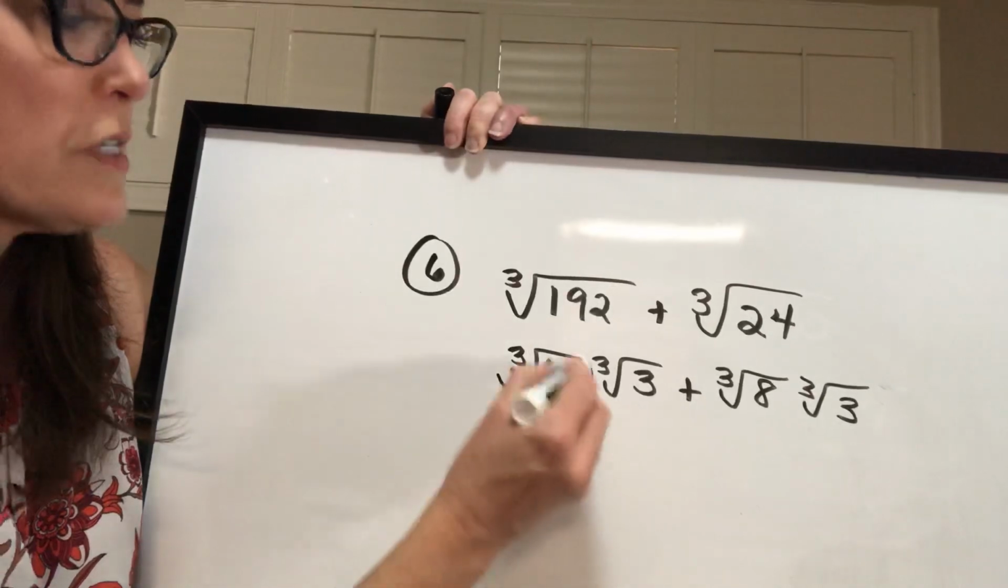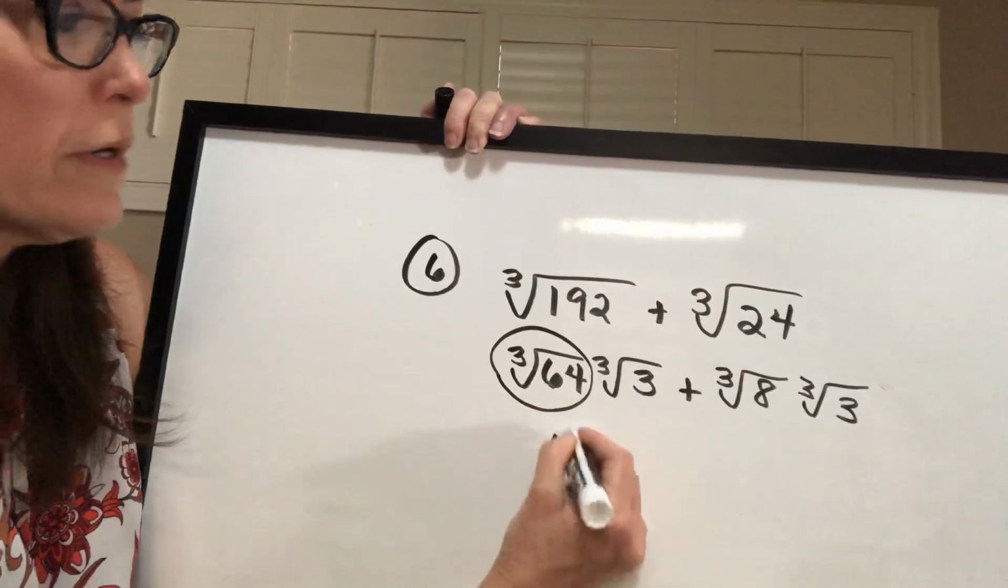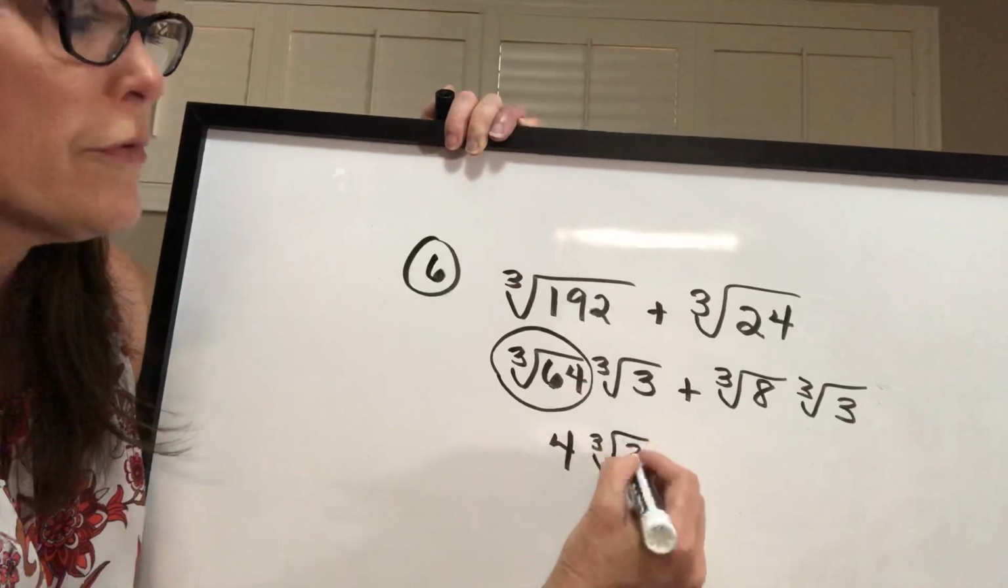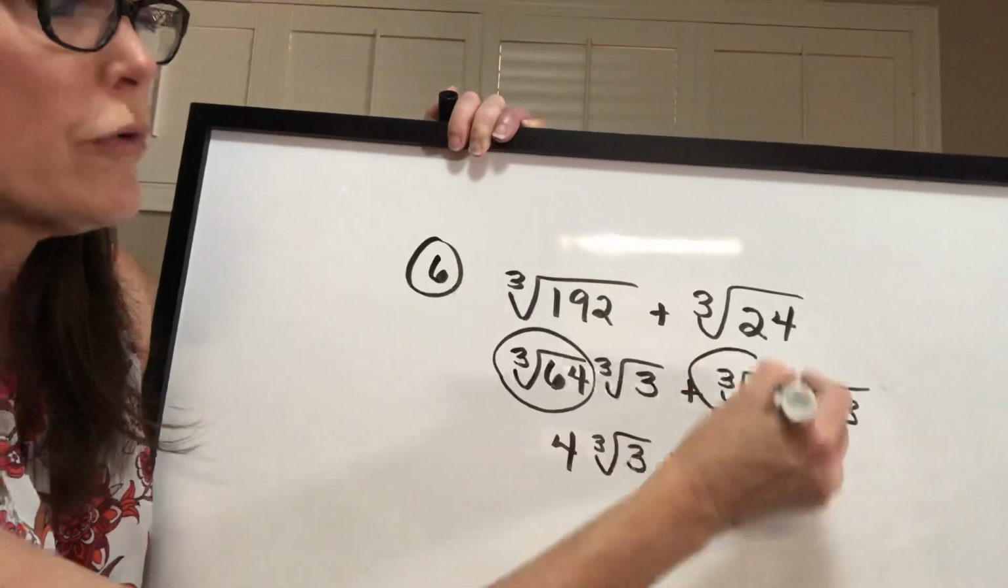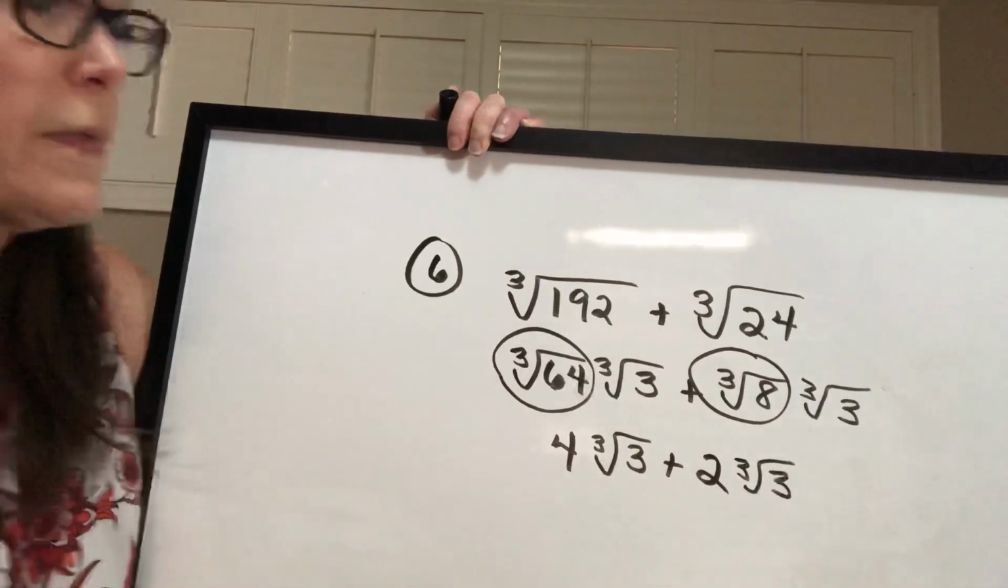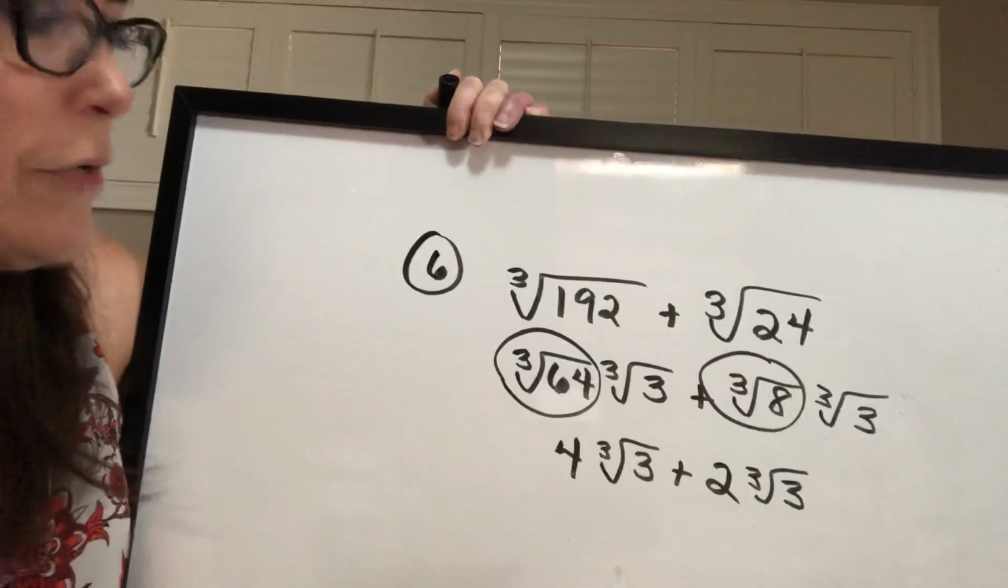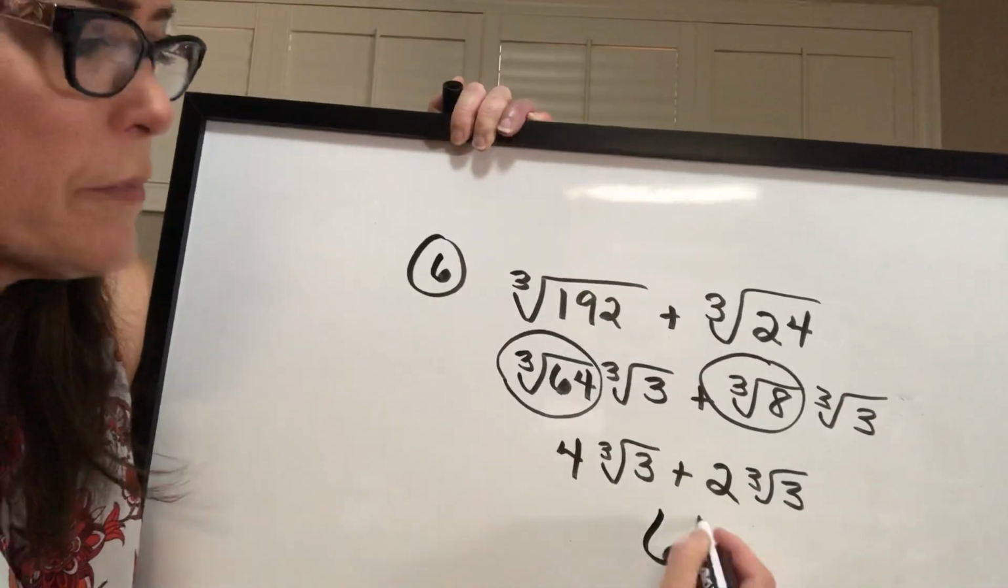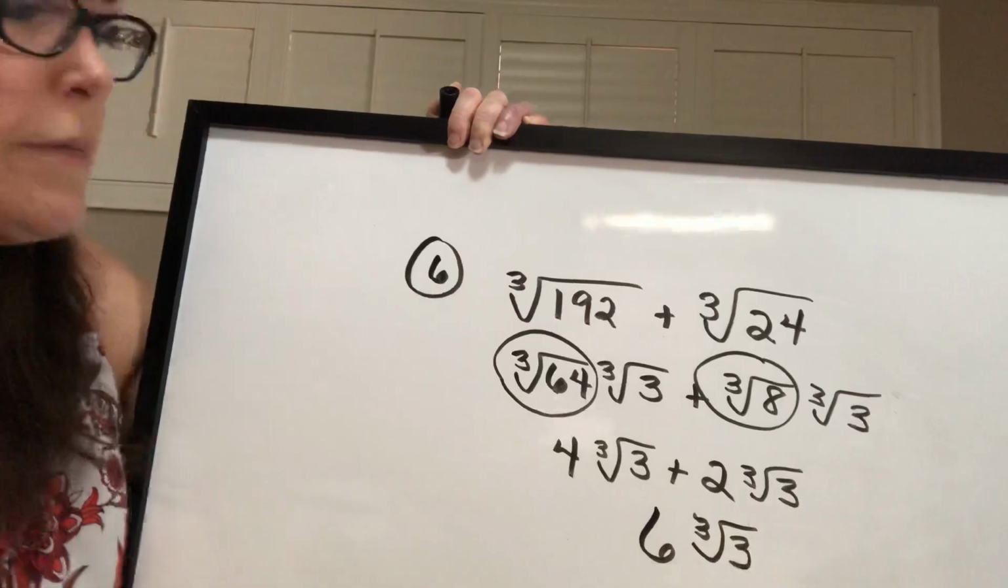And then the cube root of 64 is perfect. That would be 4. So that one is 4 cube root of 3. And then the cube root of 8 is perfect. That's 2. So that's 2 cube root of 3. And since they're both cube root of 3, you would add 4 plus 2. So that would be 6 cube root of 3.